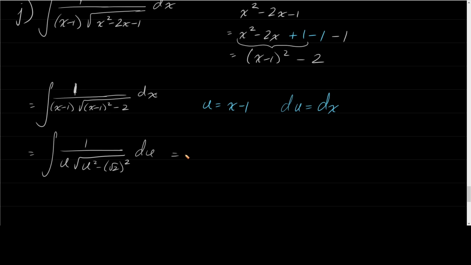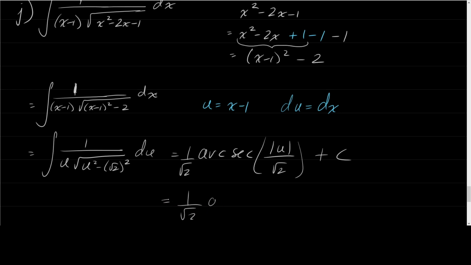Anyway, so this is the integral of 1 over u times the square root of u squared minus radical 2 squared, and that's going to be arcsecant. So what we have here is 1 over a times arcsecant of the absolute value of u over a. Oh, I forgot our a out here. So it's 1 over radical 2, absolute value of u over a, so u over radical 2, and then plus c. So I have now 1 over radical 2 times arcsecant of the absolute value of x minus 1 over radical 2, plus c. All right, and I will leave it at that. So that is our final answer there.